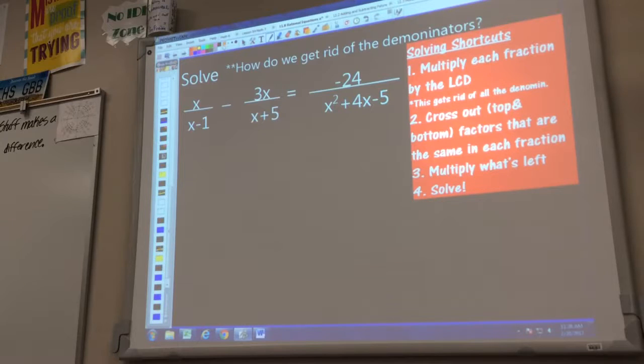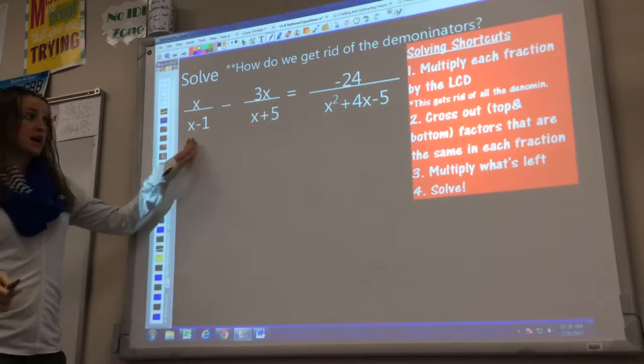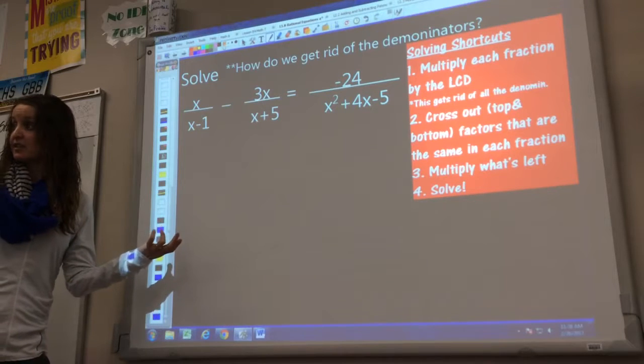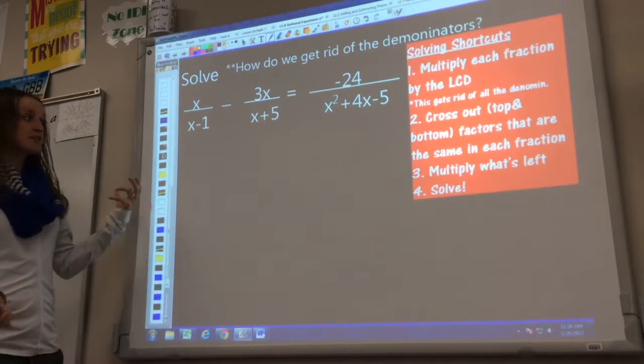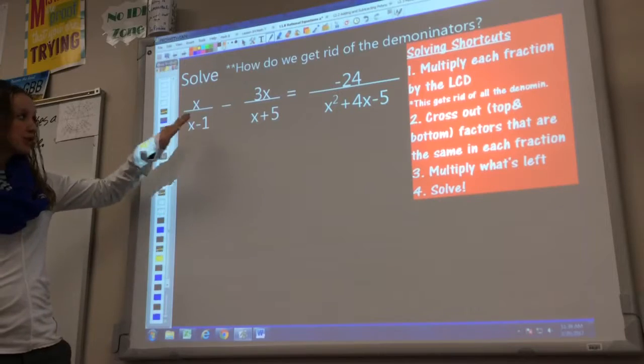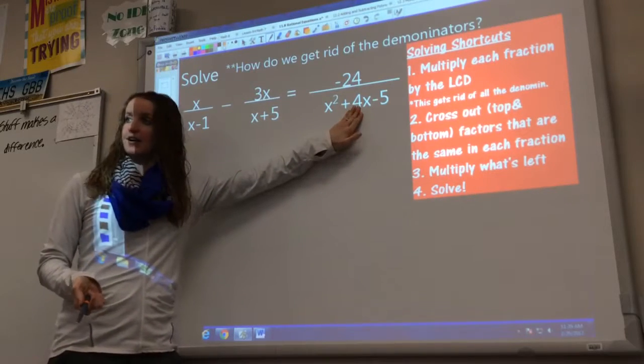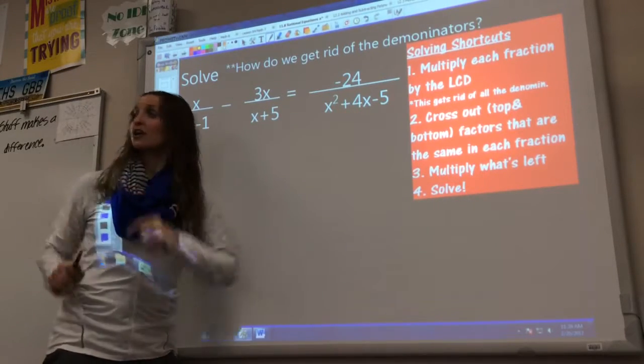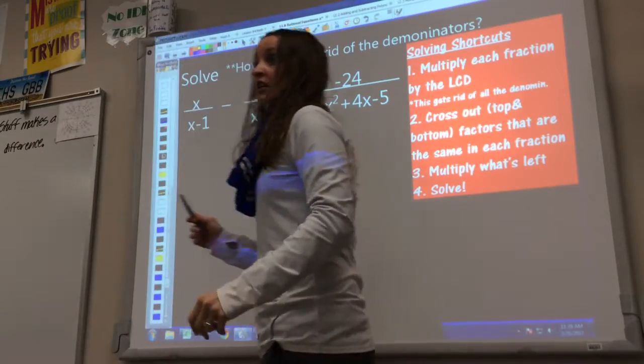All right, so let's check this out. In order to get rid of our denominators, we have to figure out what the LCD is. Now, we have already done this in the past, okay? What do we have to make sure we do to every single denominator? Factor. If you forgot that, always remember that, okay?